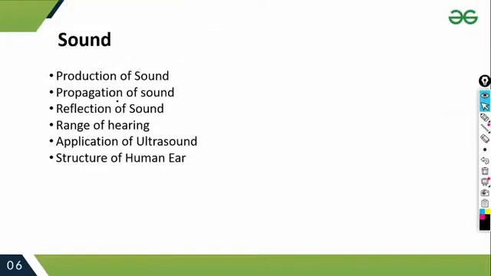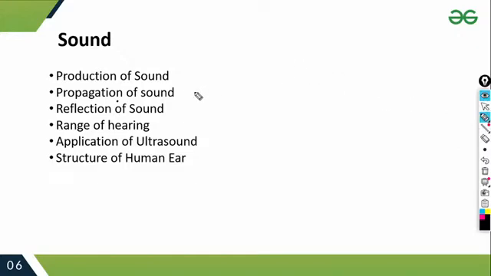So the next chapter will be sound. In sound we have production of sound, and then propagation of sound, and inside propagation of sound we have that sound requires a medium to travel. So we are going to see in which medium sound will travel, at what speed, what will be the speed of sound in different mediums.